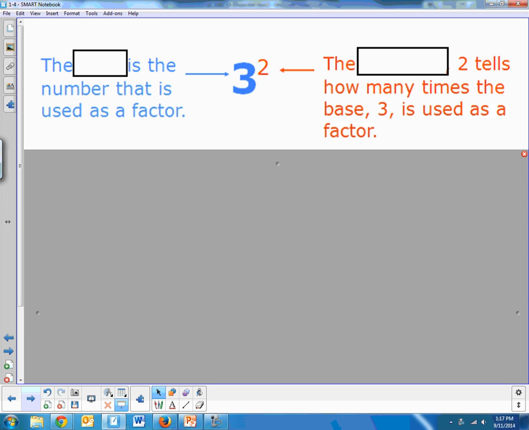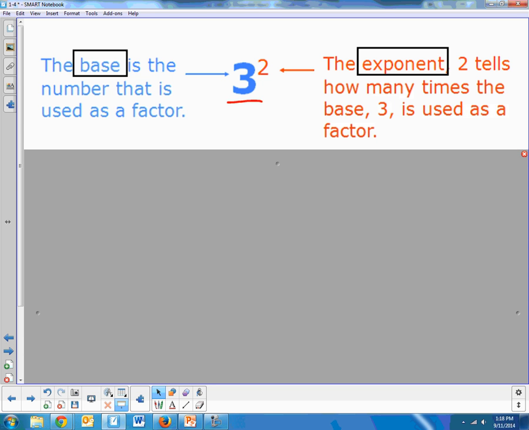All right, so in your notes, you can be following along. Our basic setup is this 3 with the small 2. So we're going to identify what we call those two numbers. We don't call them big 3 and small 2. We do have more specific names for them. The base, you can fill that in on your notes, is the number that is used as a factor. The big number is the base. And the small number is what we call the exponent.